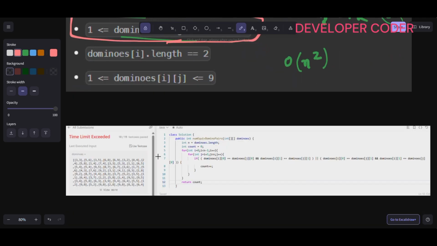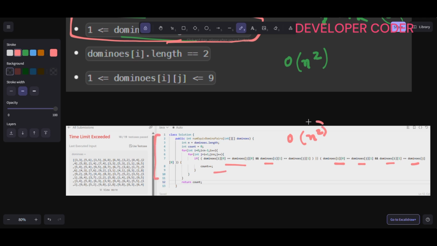So see here, I write the same solution, trying to solve this problem in O(n squared) time complexity. I loop, J loop, and the conditions like which are given: A is equal to C and B is equal to D, or A is equal to D and B is equal to C. So I was writing like this.